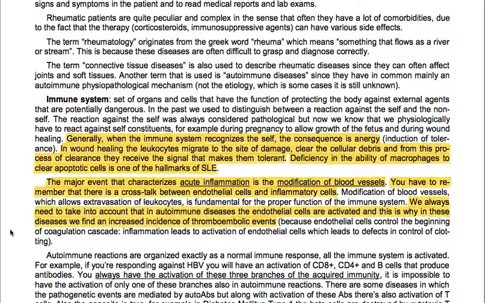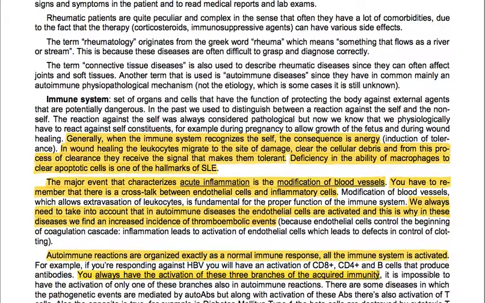Autoimmune reactions are organized exactly as a normal immune response. All the immune system is activated. For example, if you're responding against HBV, you will have activation of CD8+, CD4+, and B cells that produce antibodies. You always have the activation of these three branches of the acquired immunity. It's impossible to have the activation of only one of these branches, also in autoimmune reactions.